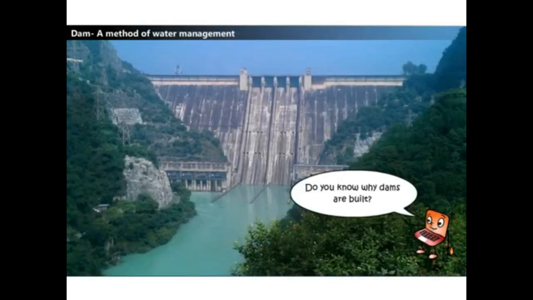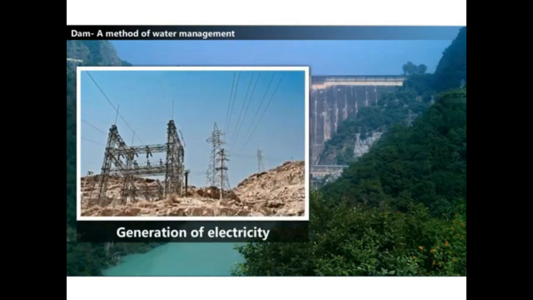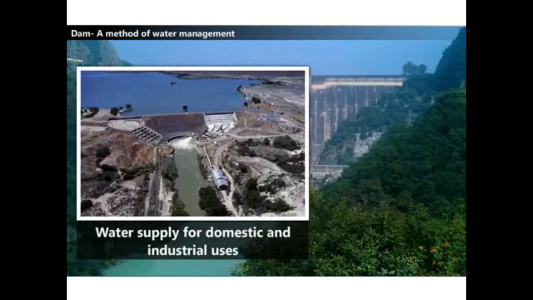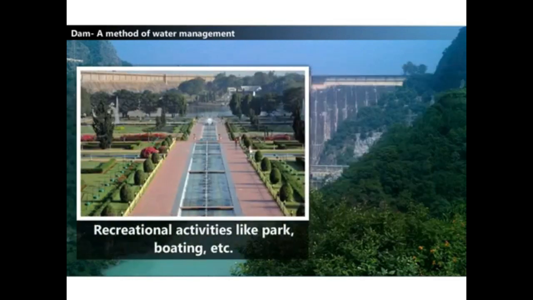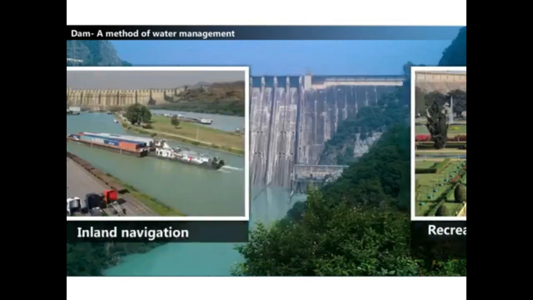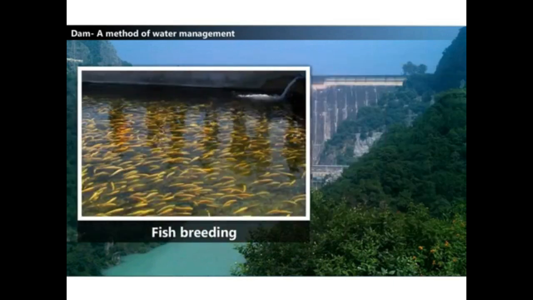Do you know why dams are built? Large dams can ensure storage of adequate water not only for irrigation but also for various other purposes such as generation of electricity, water supply for domestic and industrial uses, flood control, recreational activities like park, boating, etc., inland navigation, and fish breeding.